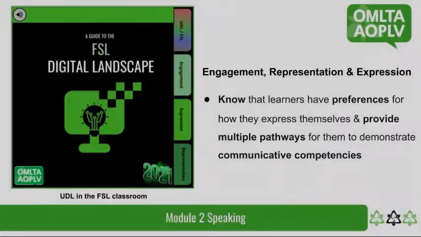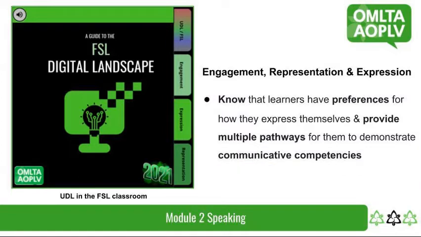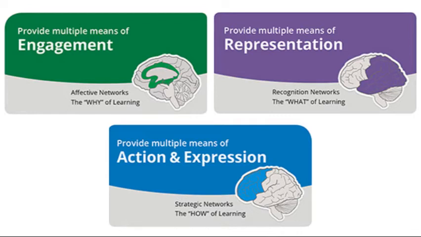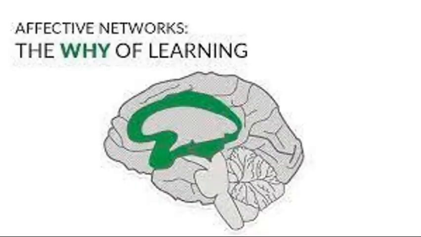Language learners differ markedly in the ways in which they can be engaged or motivated to use the target language, as well as the ways in which they comprehend and process information. It is important that FSL educators recognize that learners have preferences for how they express themselves and that they honor learner variability, providing open ended prompts for learners to interact with one another. This framework is known as Universal Design for Learning, or UDL. UDL improves and optimizes teaching and learning for all people based on scientific insights into how humans learn.